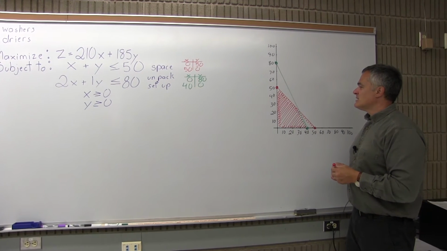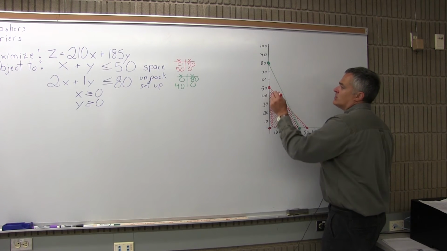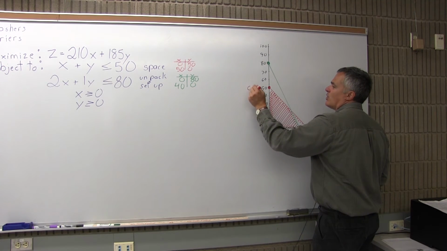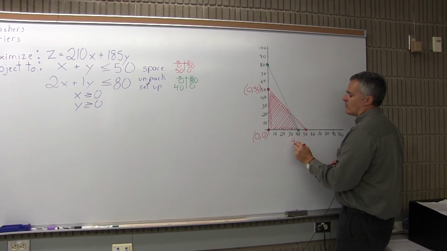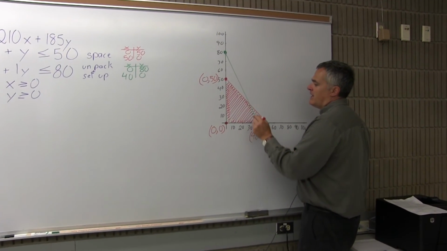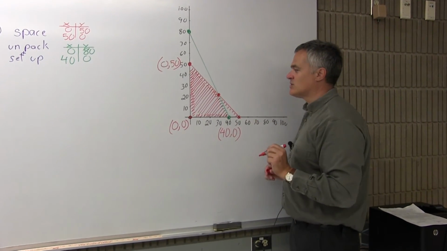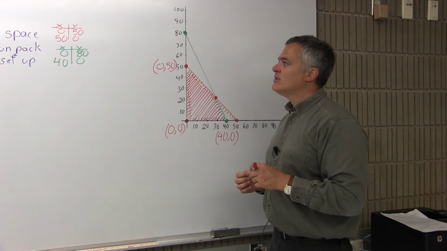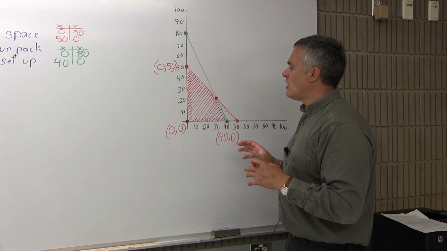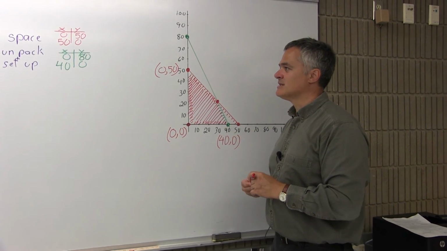The next part of the process is to label the corner points. So one corner point is over 0 up 50. Another corner point is 0, 0. Another corner point is over 40 up 0. And now there's another corner point that's not right along the x-axis or y-axis. From my graph, it looks like it's over 30 up 20, but the way you need to really verify it is solve the equations for the two lines that intersect with each other, solve them simultaneously.